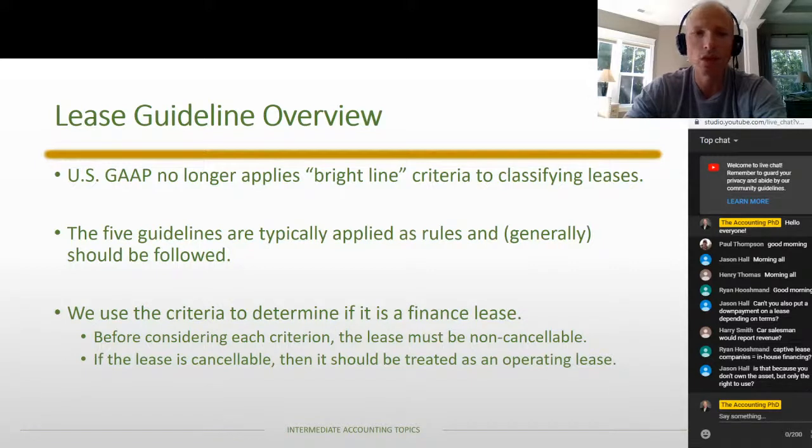All right, we're going to use the criteria to determine if it's a finance lease. Again, before considering each criterion, the lease must be non-cancelable. So that's just sort of an underwriter. If the lease is cancelable, then all this goes out the window, and it's treated very differently anyway. If the lease is cancelable, then it's just going to be an operating lease, and so you don't have the rules in that case.